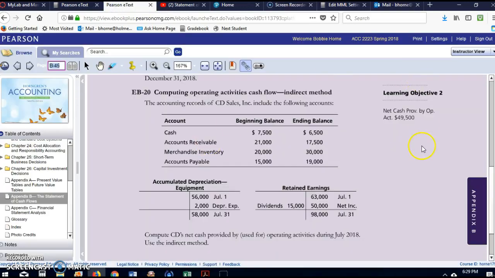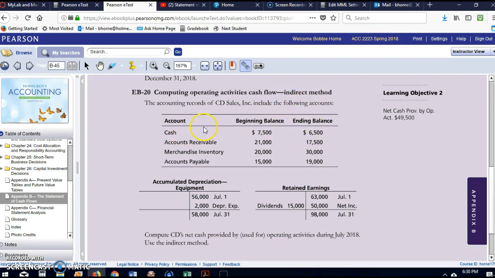Okay, we're going to look at exercise 20 about how to compute the operating activities cash flow using the indirect method. That is the hardest section to do and the only section that is different between the indirect and the direct method. So this is the problem we are looking at. The accounting records of CD Sales Incorporated include the following accounts.